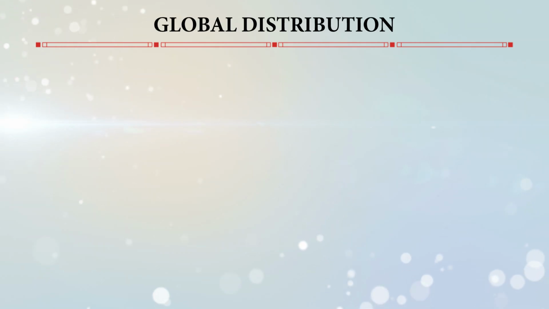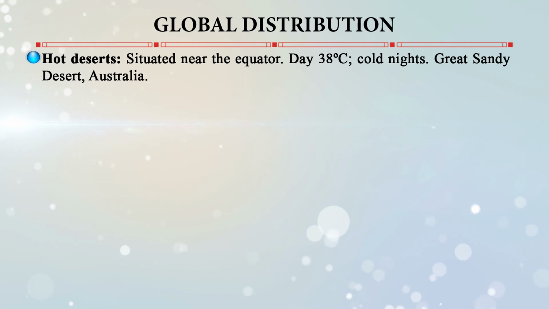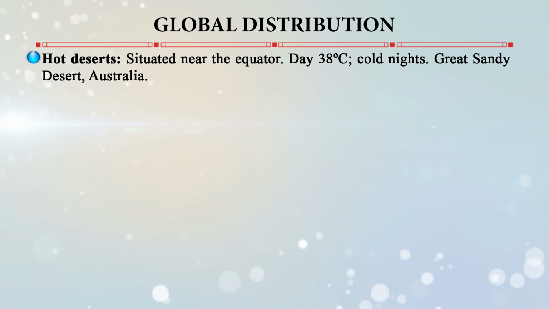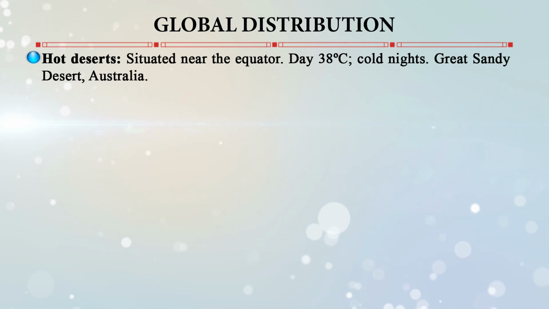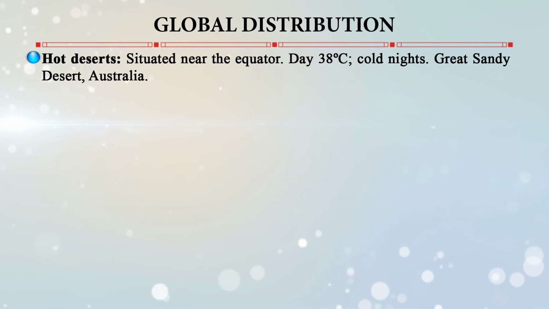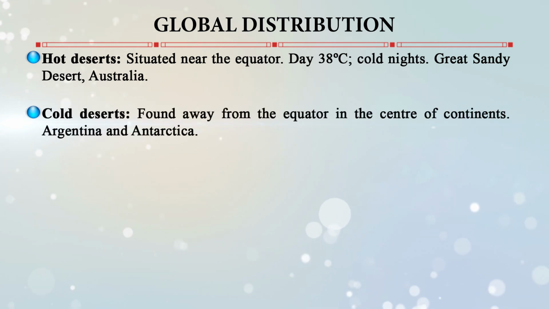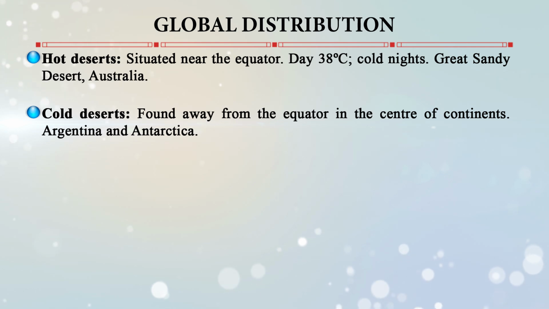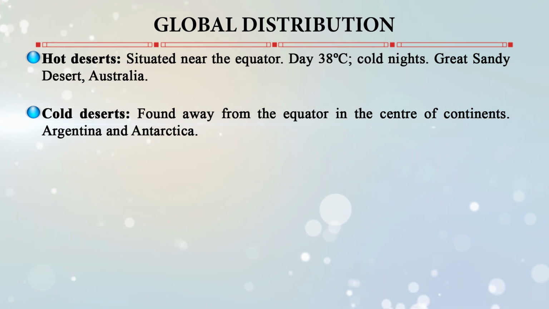The global distribution. The hot deserts are situated near the equator, and here the day temperatures can go up to 38 degrees centigrade. The nights will be cold. Some examples are the Great Sandy Desert in Australia. Cold deserts are found away from the equator in the center of the continents. Argentina and Antarctica is one example.